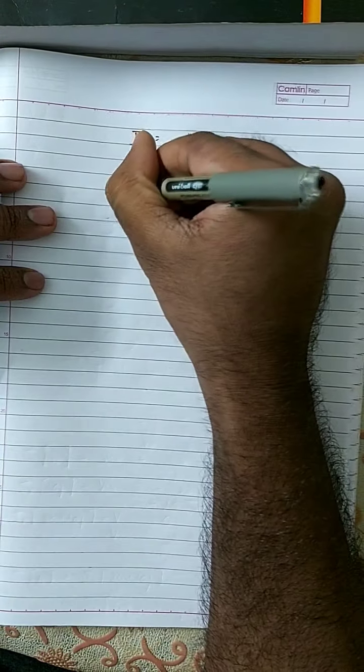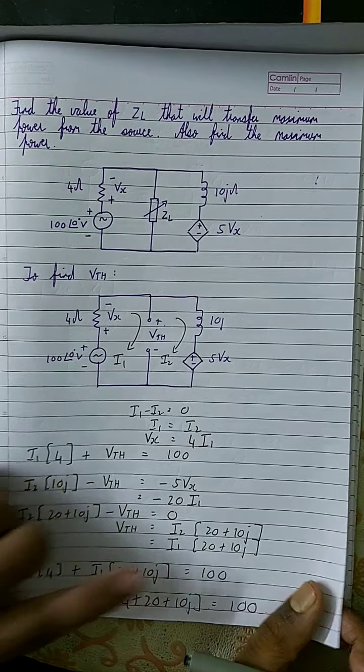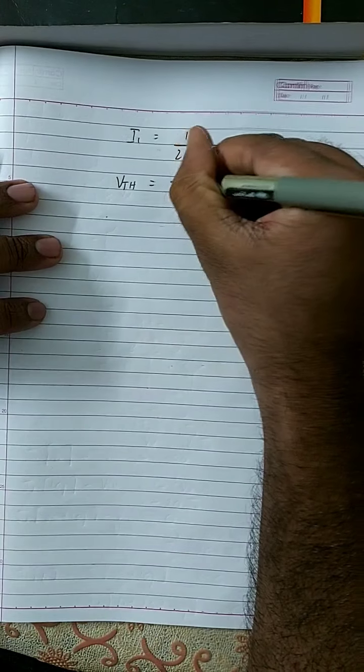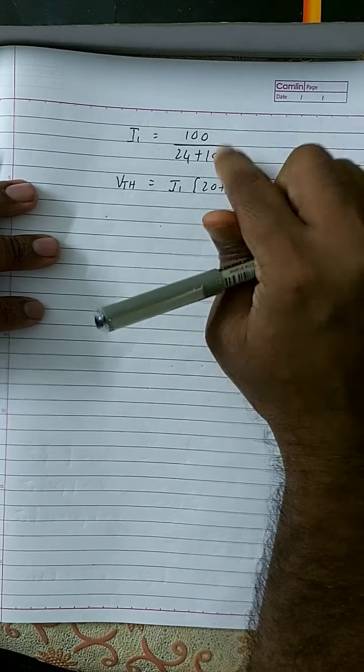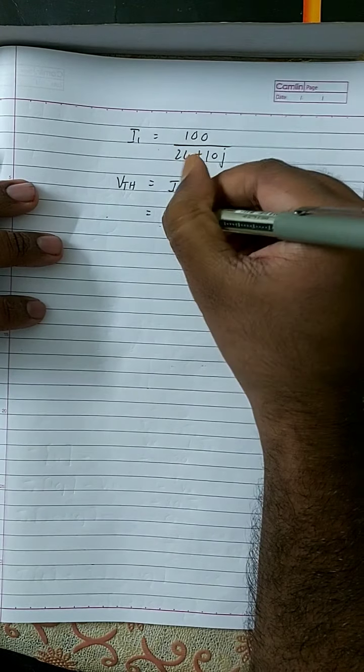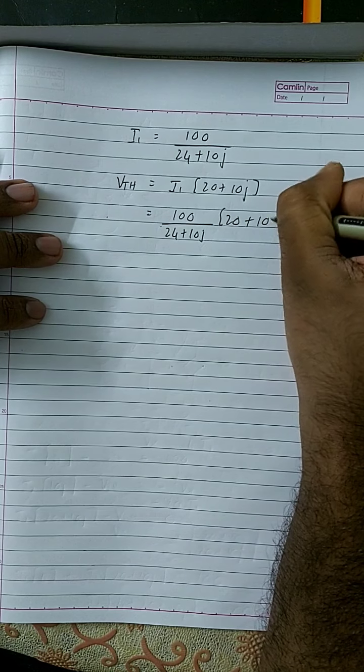Or in other words, VTH is equal to I1 into 20 plus 10J, but we already know what is I1. So therefore, VTH is 100 by 24 plus 10J into 20 plus 10J.